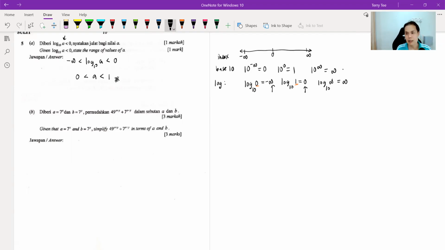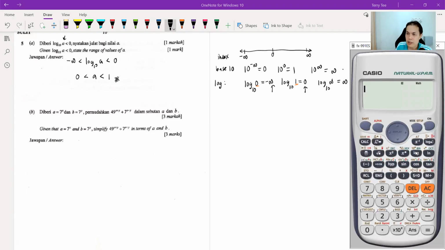Well, we can always use a calculator to test it. We use a number between 0 and 1, say 0.1, that is between 0 and 1. Your logarithm value is going to be less than 0. Or we don't even have to use decimals, we can use a fraction, 2 over 3. This is a number between 0 and 1. Can you see it's negative?